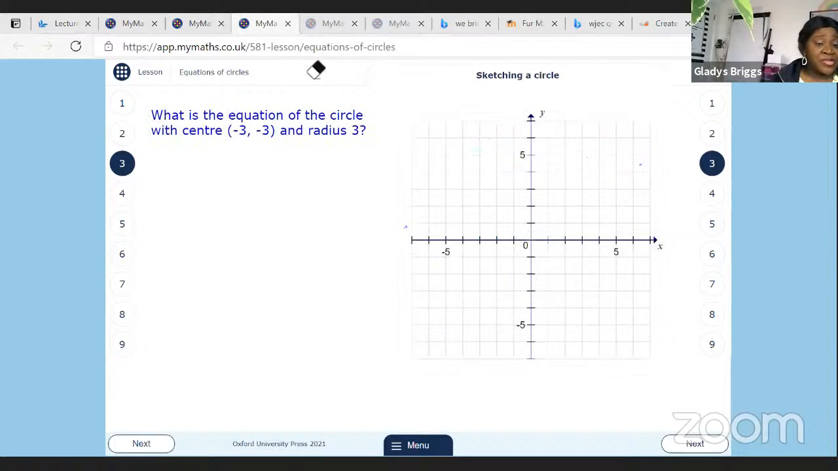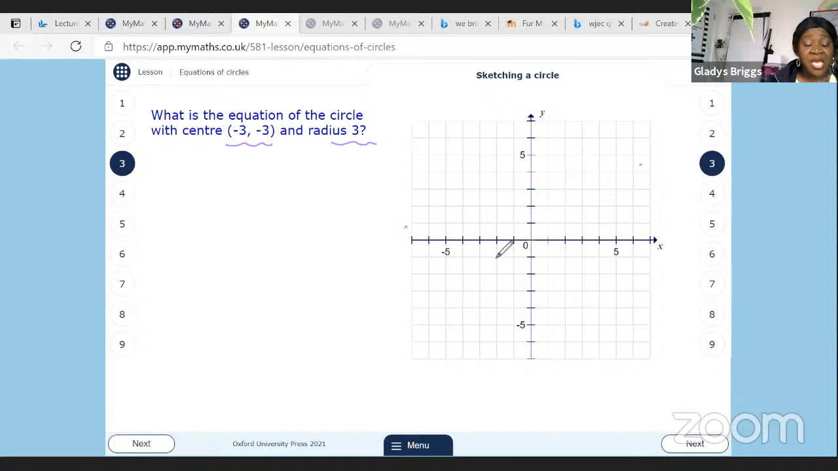Now, here's an example of a type of problem that you can have. It may say, what is the equation of the circle with center... It's going to give you the center and it's going to give you the radius. What is the equation of a circle with center (-3, -3) and radius 3? You can easily plot this on the graph.